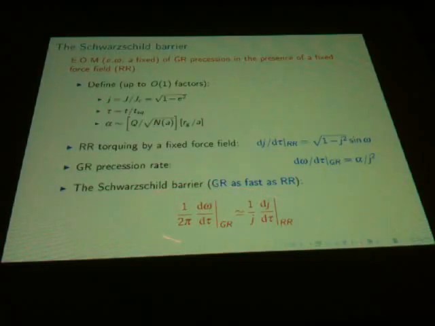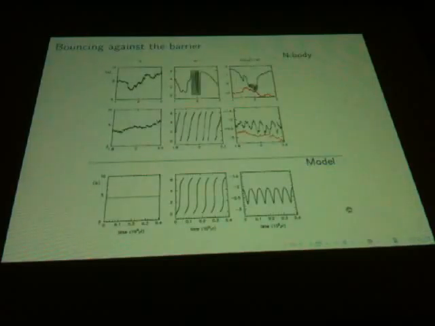And this can be written up to some factors of order unity by requiring that the rate of relative change in the angle is equal to the rate of change in angular momentum. And when you solve this, and it's trivial algebra, you get that red line that we saw on the other plots, which demarcates the Schwarzschild barrier.